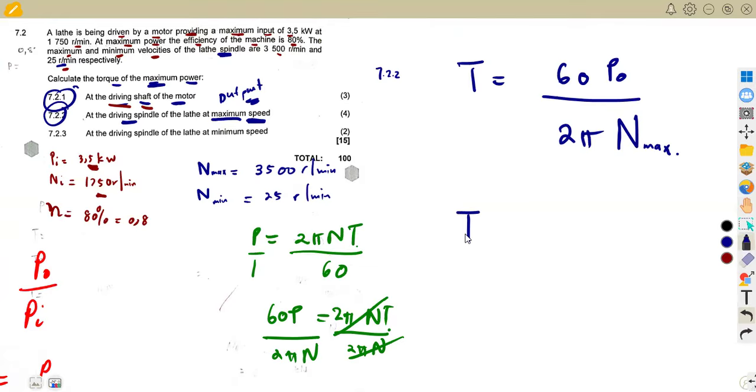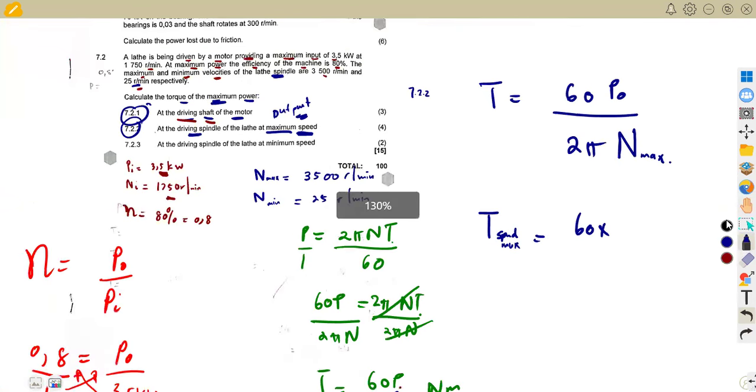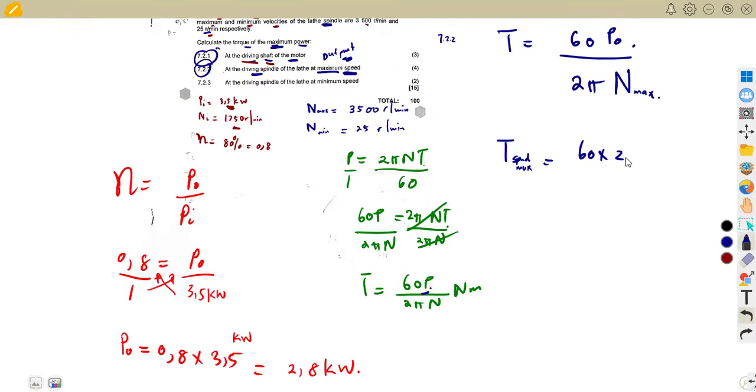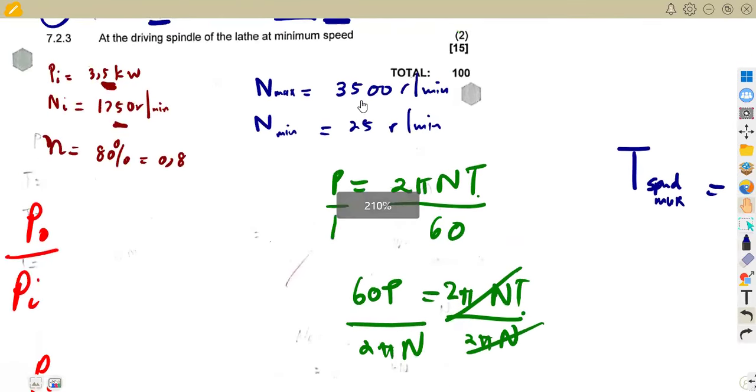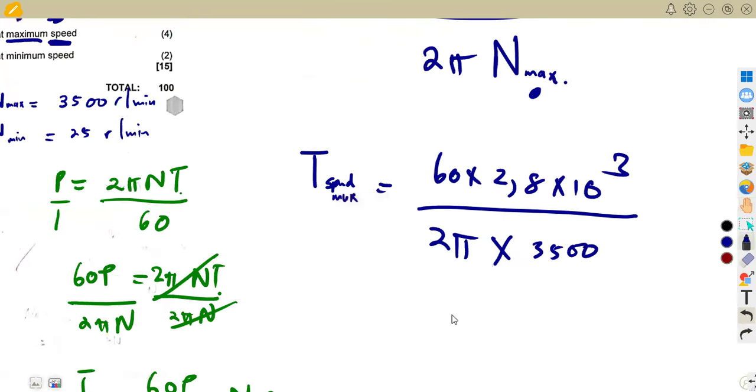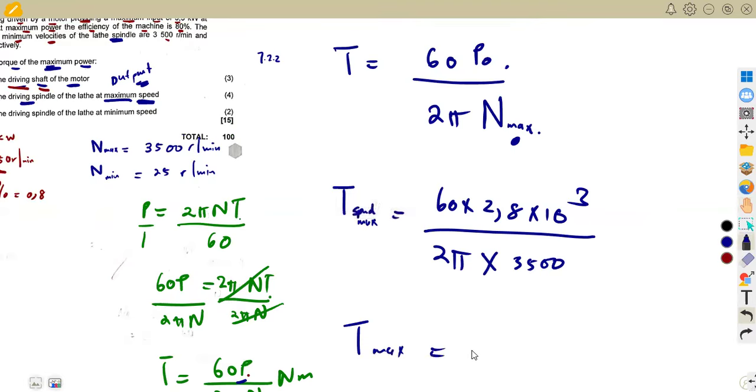So we can have the torque there at maximum speed, or we can just write Tmax. So that's 60 times the output power. We calculated our output power, remember, it was 2.8 kilowatts, which is times 10 to the exponent of 3, over 2 pi times the maximum speed. Remember our N max, the maximum speed, was given as 3,500 revolutions per minute. So we are going to multiply by 3,500. So we are going to have Tmax, which gives us 7,639 Newton meters. That's it, we're done.